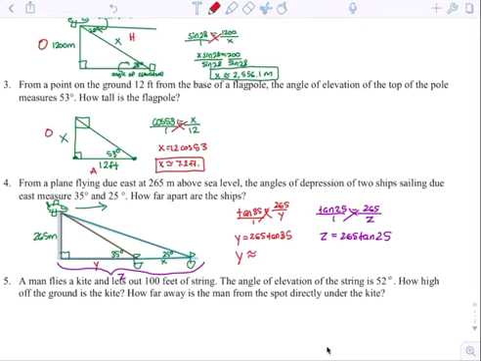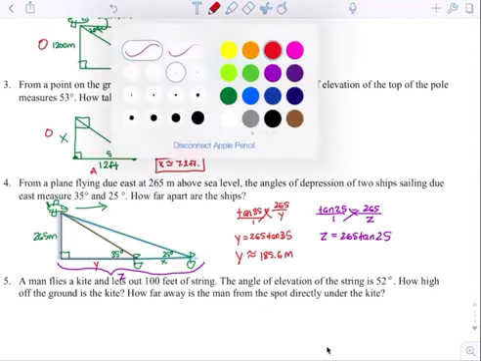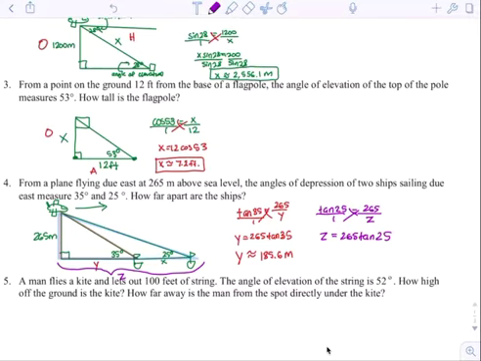So for the red one, it says it's roughly going to be 265 tan of 35. That gives you guys 185.6 meters. And for the purple one, for z, we're going to get 265 tan of 25, which is 123.51.